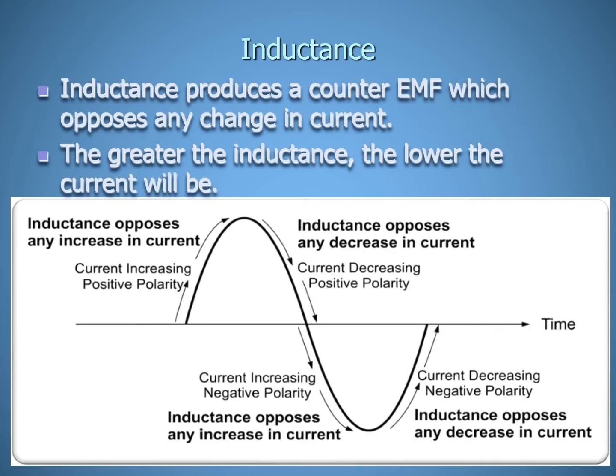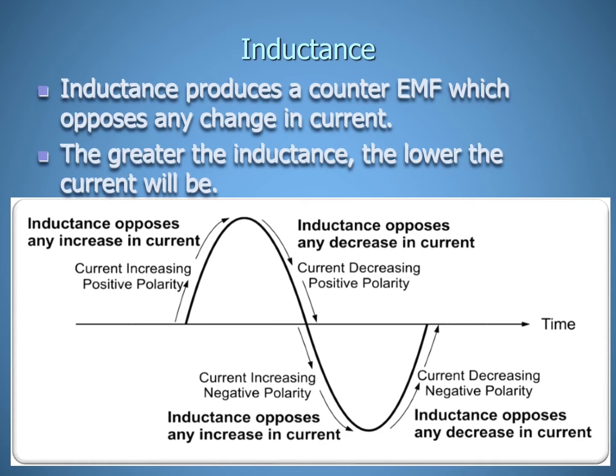Inductance opposes a change in current, and inductance can exist in both an AC and a DC circuit. However, in a DC circuit, that opposition only lasts while the current changes, which is only for a fraction of a second. Then we have a stable current, therefore we have no more inductance.